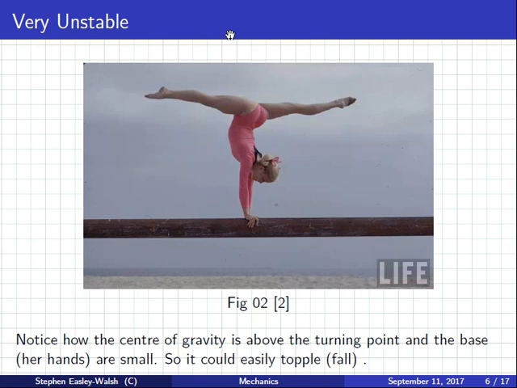We call this system very unstable. It's very unstable for two reasons. The turning point: the center of gravity is above the turning point, and the base is small. Can you make some note of that? Very unstable: center of gravity is high, and the base is small.